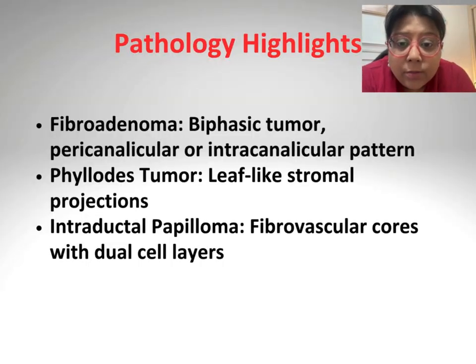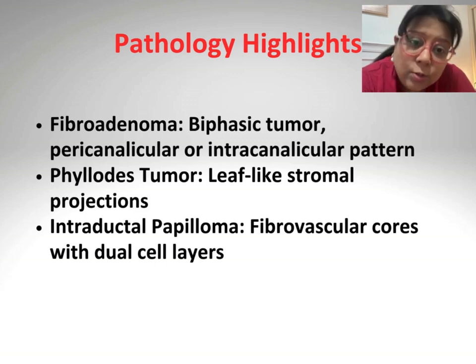So, fibroadenoma is a biphasic tumor. It can have two patterns, pericanalicular and intracanalicular. Phyllodes tumor has leaf-like stromal projections, and intraductal papilloma shows fibrovascular cores with dual cell layers.